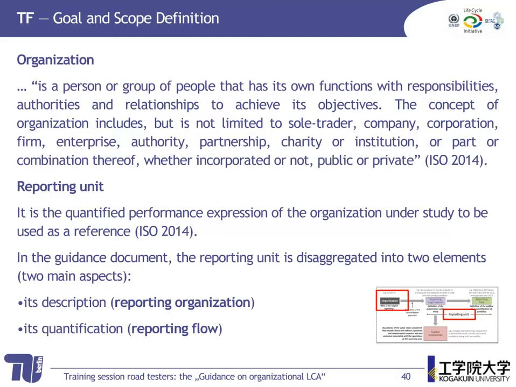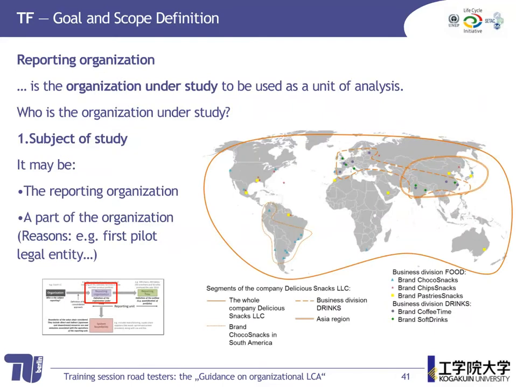In the guidance document, in order to make it easier or to better specify the definition of the organization under study, we decided to define two elements that correspond to the two main aspects that need to be defined. First, we have a reporting organization that focuses on the description of this organization, and then we have the reporting flow that focuses on the quantification of the portfolio of this organization.